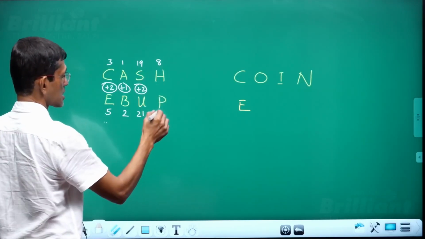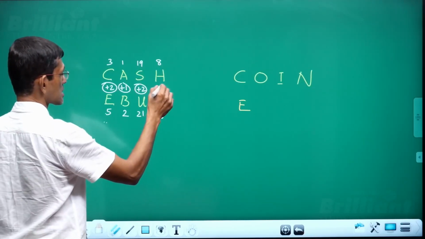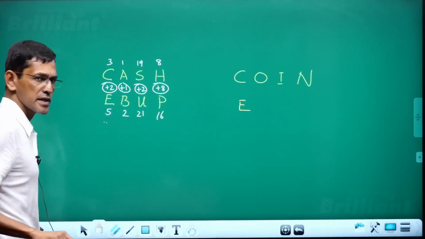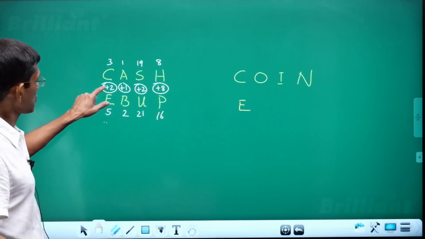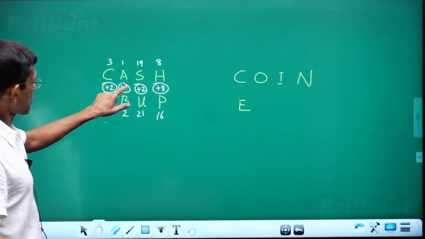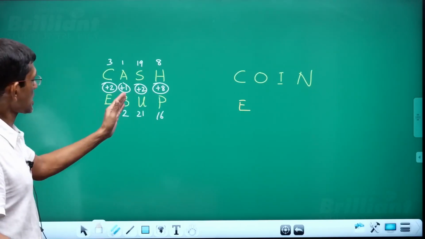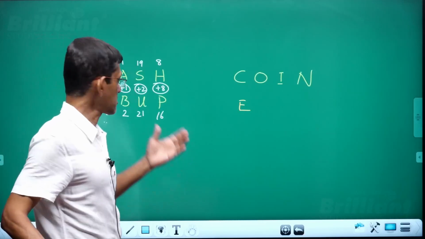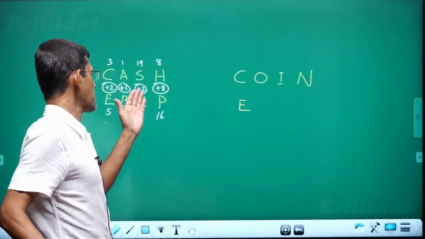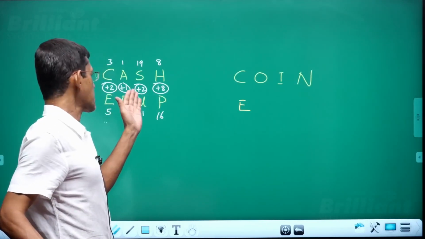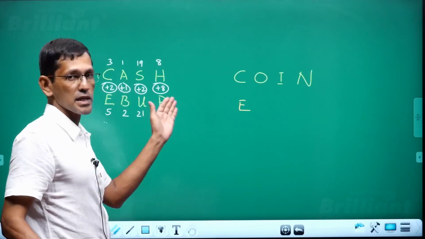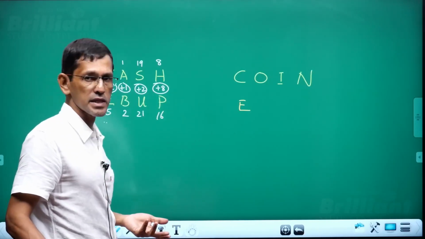And P is 16. So 8 plus 8 is 16. So is there a pattern? Well, it's plus 2, plus 1, plus 2, plus 8. If it were plus 2, plus 1, plus 2, plus 1, that's a pattern. In this case, it's plus 2, plus 1, plus 2, plus 1, plus 2, plus 1, plus 2, plus 8. We don't see a pattern.